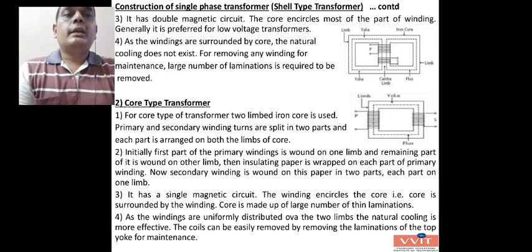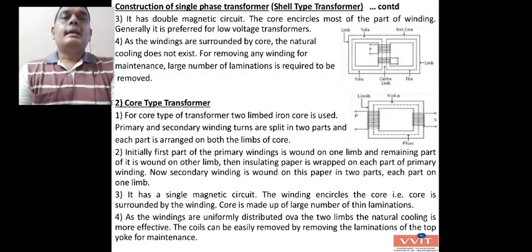After the primary winding is placed, then insulation is nothing but an impregnated paper or anything that we place. It is wrapped on each part of the primary winding. Now the secondary winding is wound on this paper, on each part of the one limb.